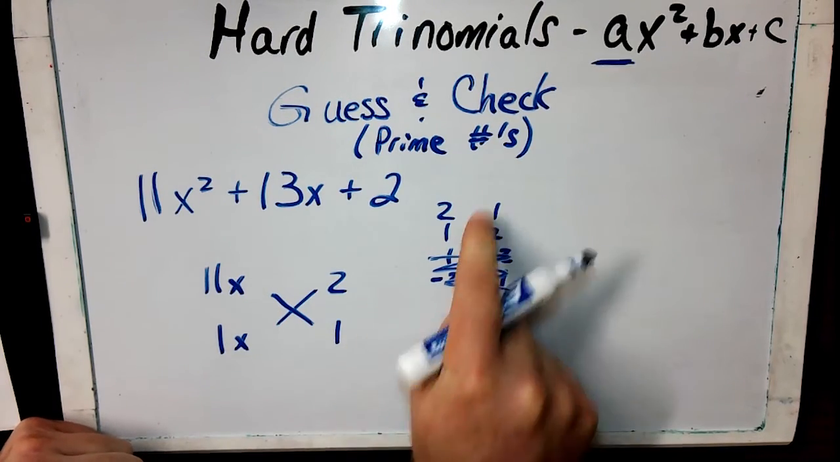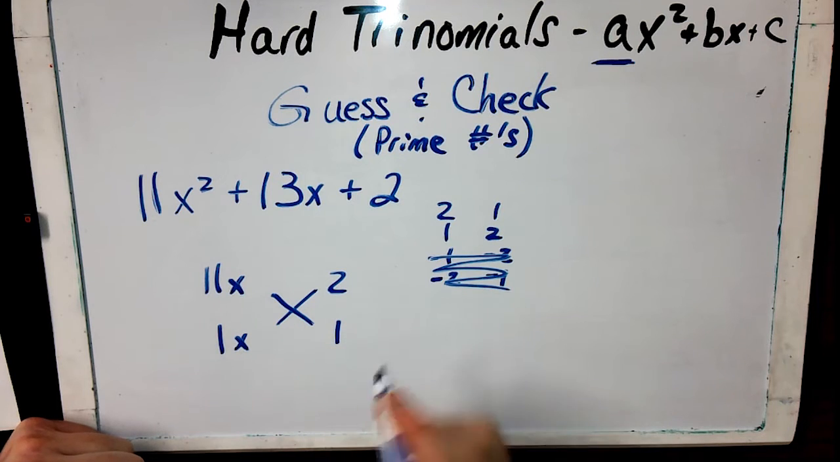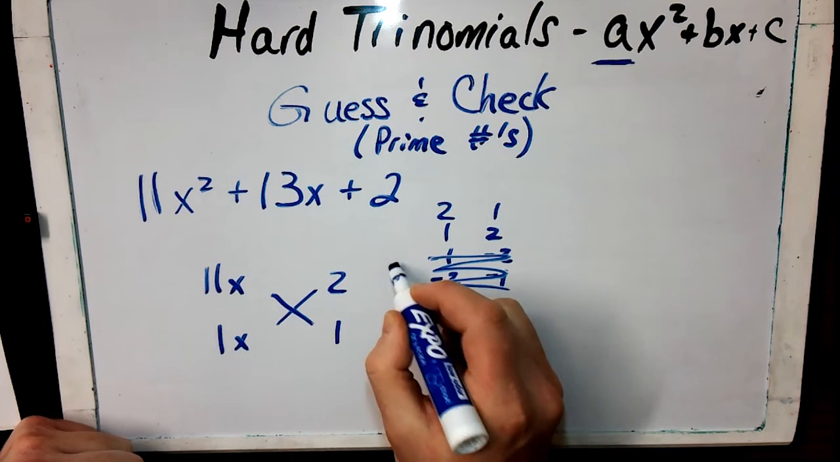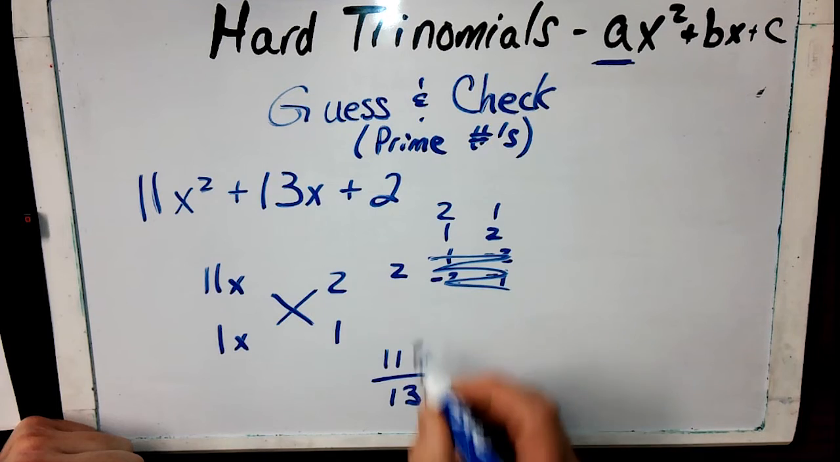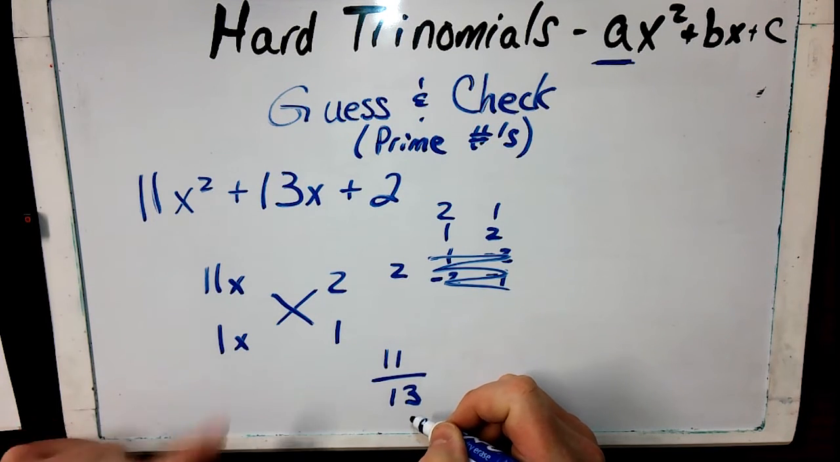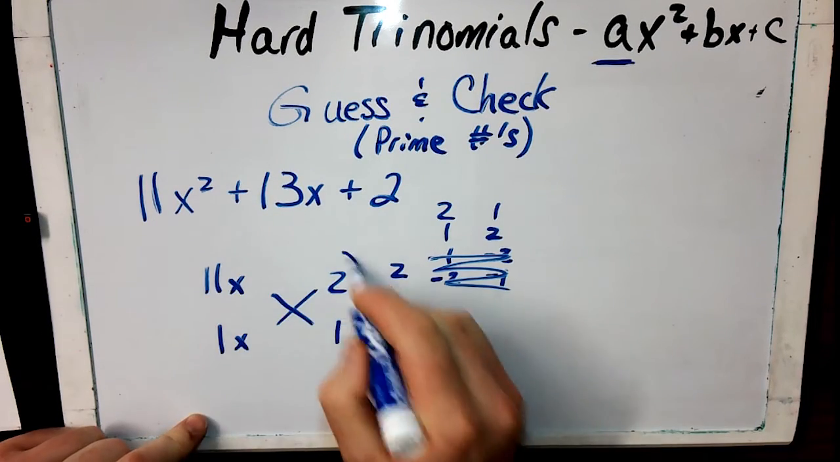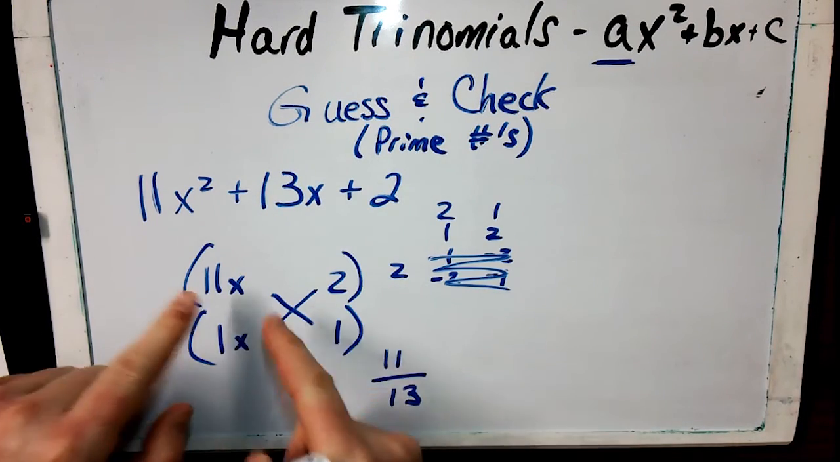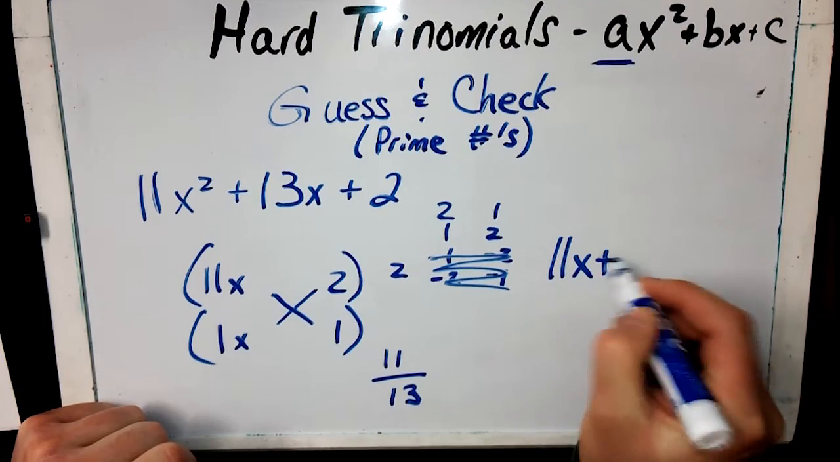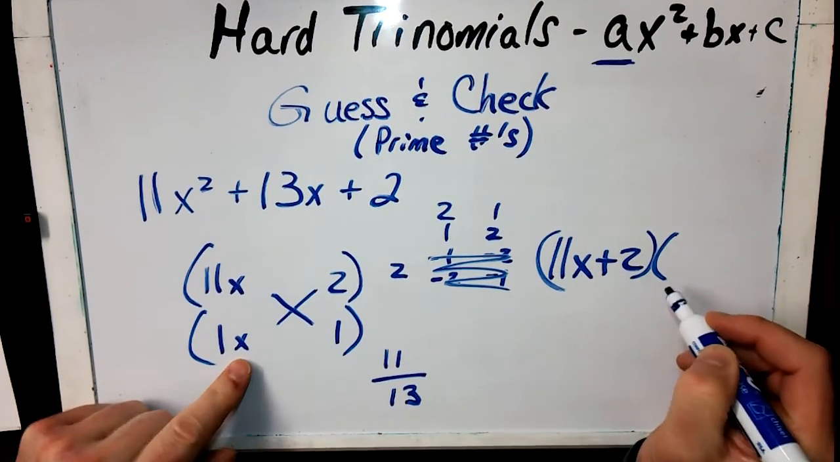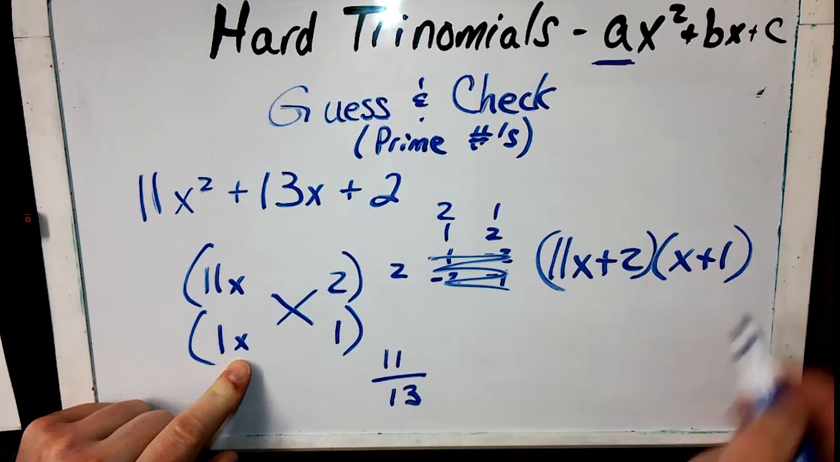2 and 1, I'm just going to take the first one in the list, cross to see. I get 11. 2 adds to 13. 2 plus 11 is 13. It works. So this time I'm lucky. I got it on the first shot. So my two binomials, 11x plus 2 and x plus 1. And I'm done.